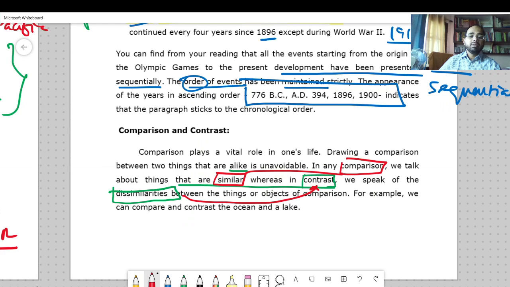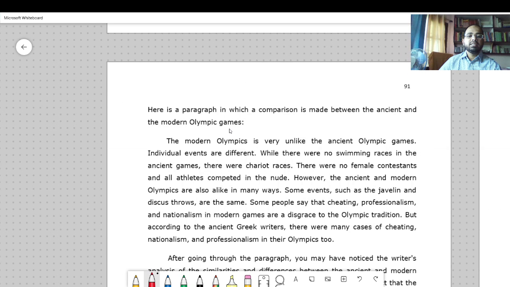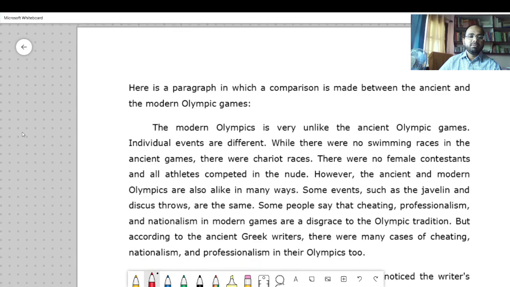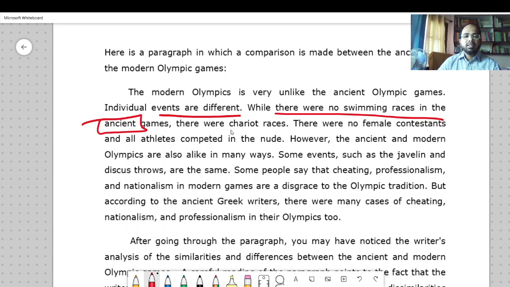And what is the next point that is being said there? In the paragraph, there is a comparison between the ancient and modern Olympic Games. The modern Olympics is very unlike the ancient Olympic Games, in which events were different. While there are no swimming races in the modern games, in the ancient games there were chariot races. A chariot is a horse-drawn cart, like a cart with wheels. I think in old movies you can see those things.